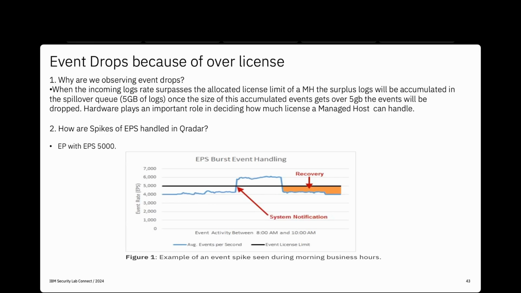The appliance realizes the excess events, generates a notification, and the excess data is pushed to the temporary queue that we discussed before, which has a capacity of 5 GB. Once this spike is normalized, the events that are saved in this buffer queue will be recovered and processed into QRadar.